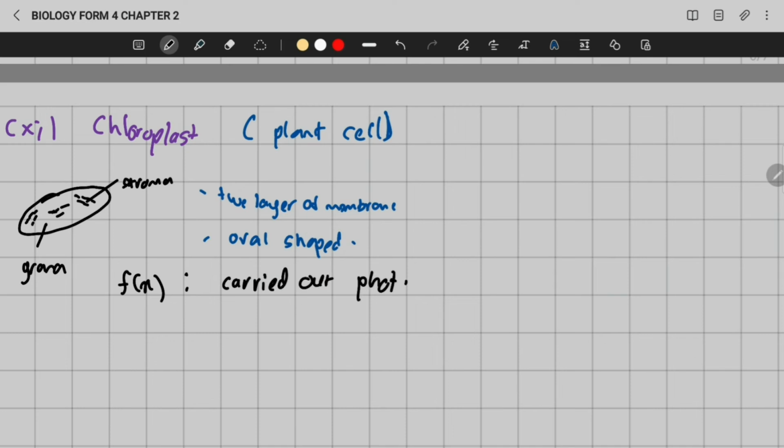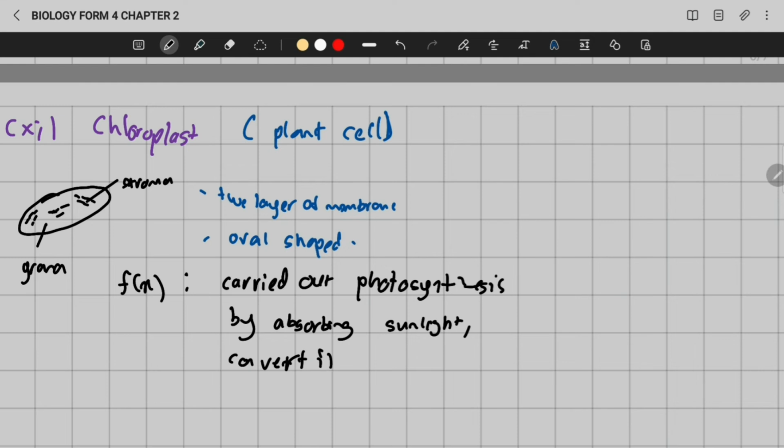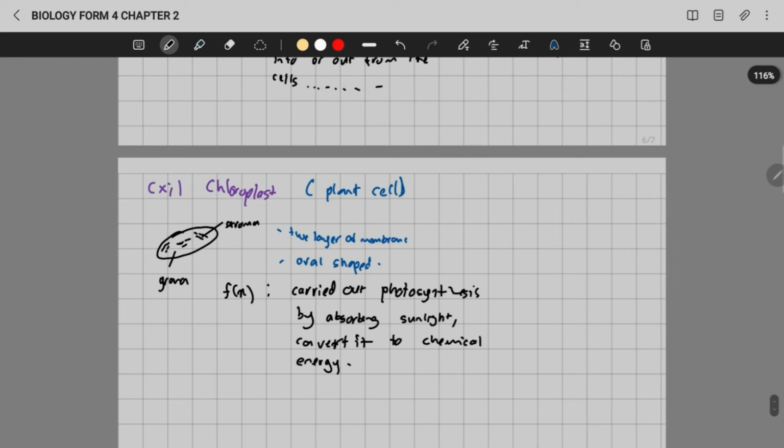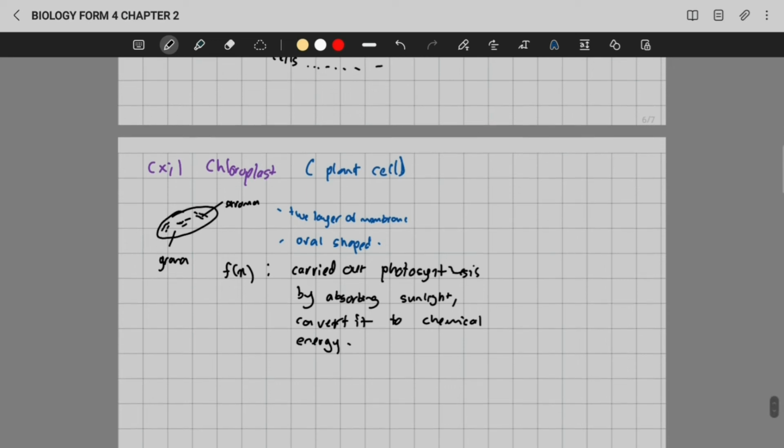Photosynthesis. What is photosynthesis? Photosynthesis is a process of absorbing sunlight. It's not really absorbing sunlight, and then they convert it to chemical energy. This chemical energy will be used to perform the life function, the life process of the plant cell.